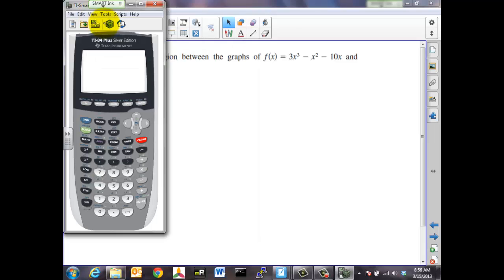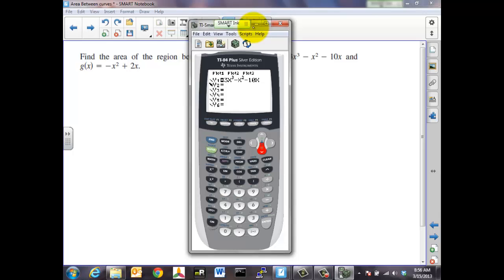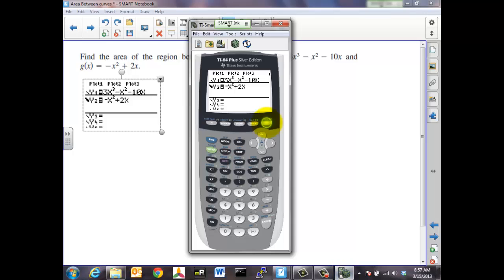and graph f as the first function. That's going to be 3x raised to the third minus x squared minus 10x. And then at the same time, I'm going to graph the other one as the second function: negative x squared plus 2x. To start off with, let's just graph both of them at the same time. So let's try that.